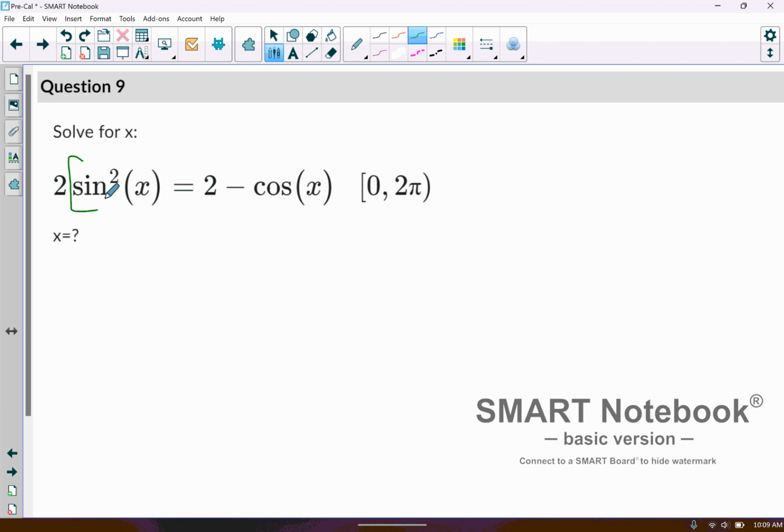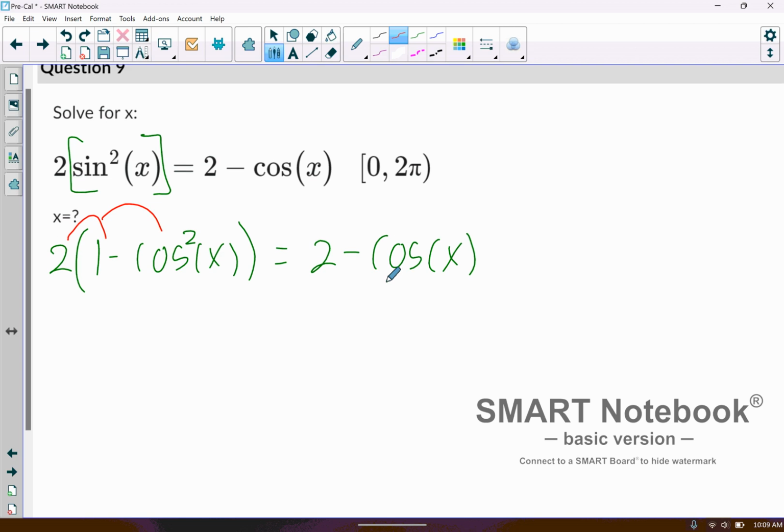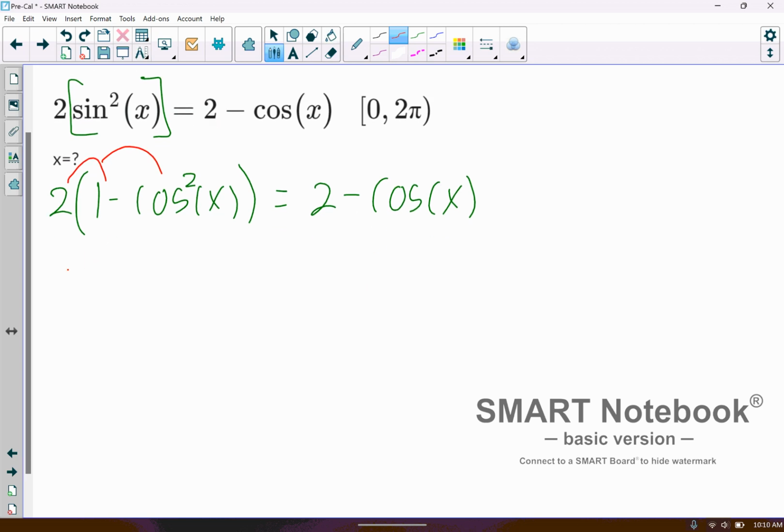And so what we are going to do first, though, is replace this with that 1 minus cosine of x squared. So we're going to replace that. So it's going to be 2 times 1 minus cosine of x squared, and we have equals 2 minus cosine of x. And so we'll go ahead and distribute the 2 right there, and then we'll have to clean this up a little bit. So let's see, 2 minus 2 times cosine of x squared equals 2 minus cosine of x.